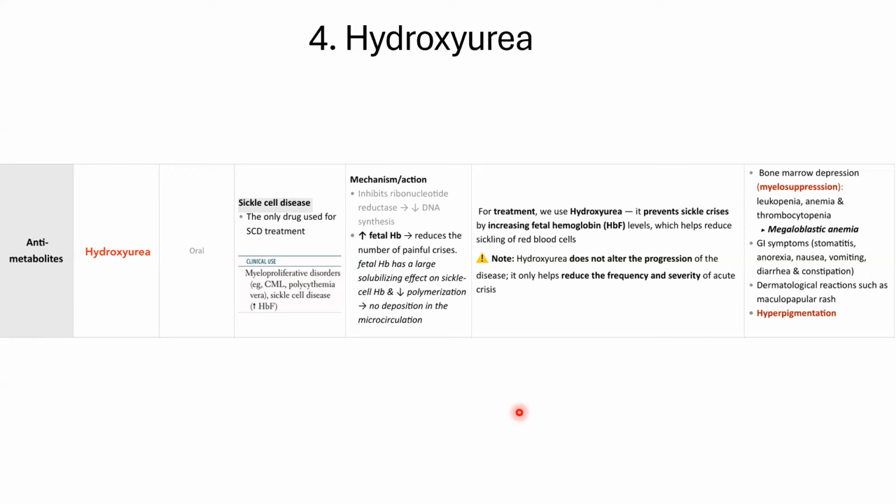sickle cell crisis. So what happens in sickle cell disease, like you know from your other lectures, is that the sickle cells cluster up and polymerize, because they can become insoluble. They deposit in your microcirculation and clog your circulation, so it causes ischemic pain.